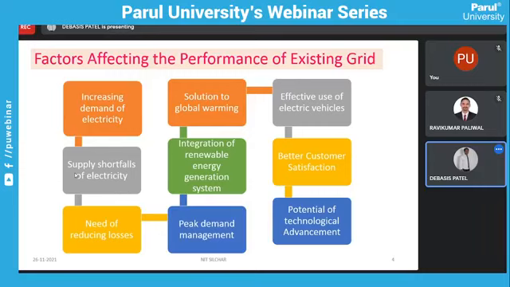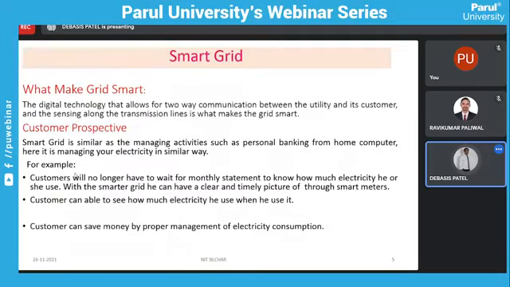So these are the factors which motivate us to go for a smart grid. Now comes the smart grid. What is a smart grid actually? It is a digital technology that allows for two-way communication. First, in the existing grid there is one-way communication. Electricity passes from the control center to your consumers, to our villages, right? This is one-way communication only, and consumers are not able to give their feedback, right?